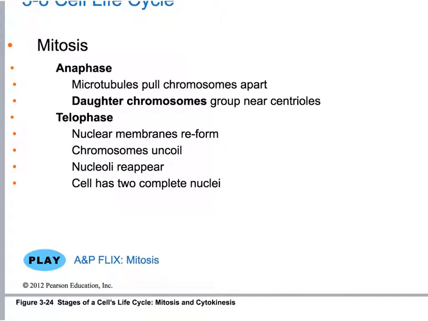Next is anaphase. The microtubules pull the chromosomes apart and the daughter chromosomes group near the centrioles. The last and final phase is telophase, and that's where the nuclear membrane reforms, the chromosomes uncoil, the nucleoli reappear, and the cell has 2 complete nuclei.